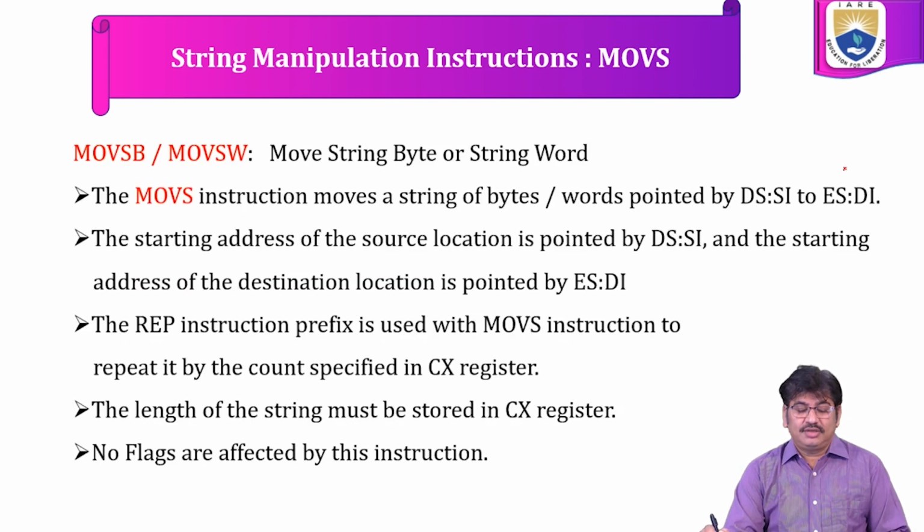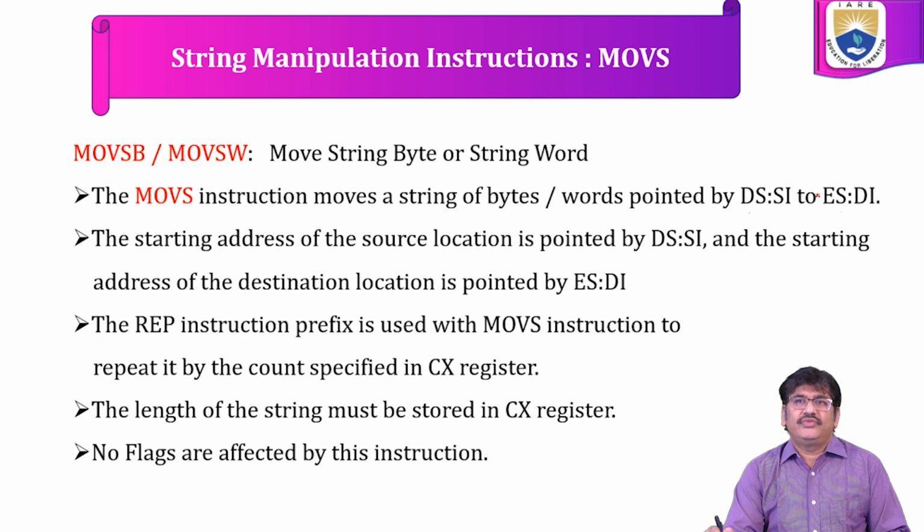The first instruction, which is for moving the data bytes or data words from one memory location to another memory location, is move string byte, MOVSB, or move string word, MOVSW. The MOVS instruction moves a string byte or string word pointed to by DS:SI for the source string to the destination location pointed to by ES:DI.